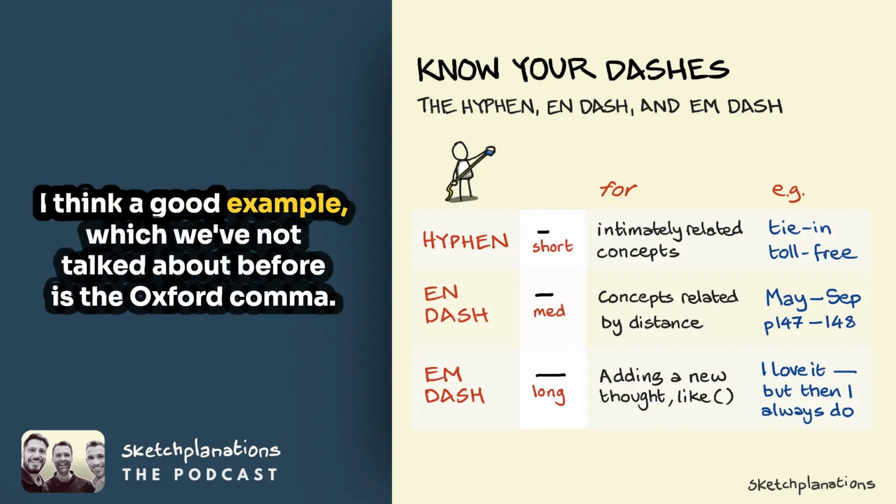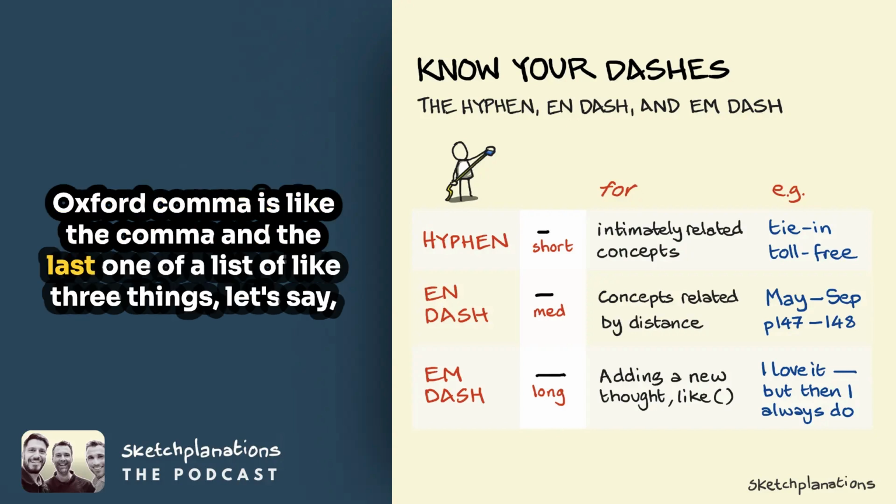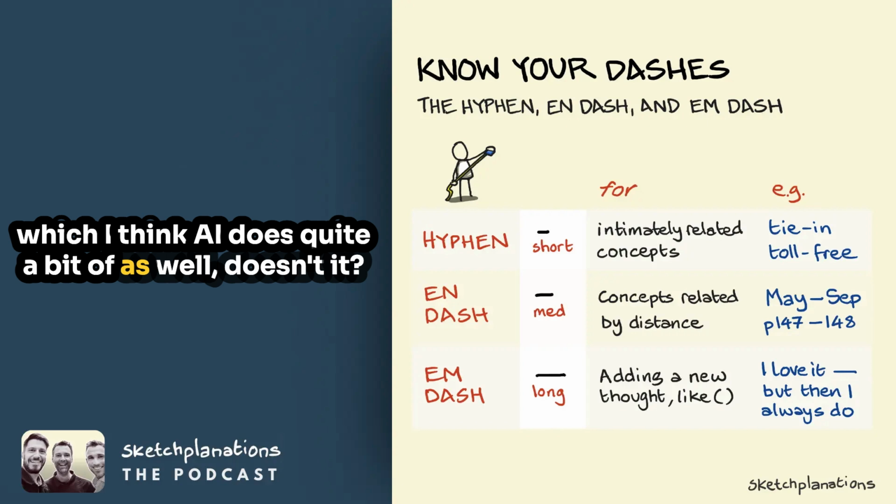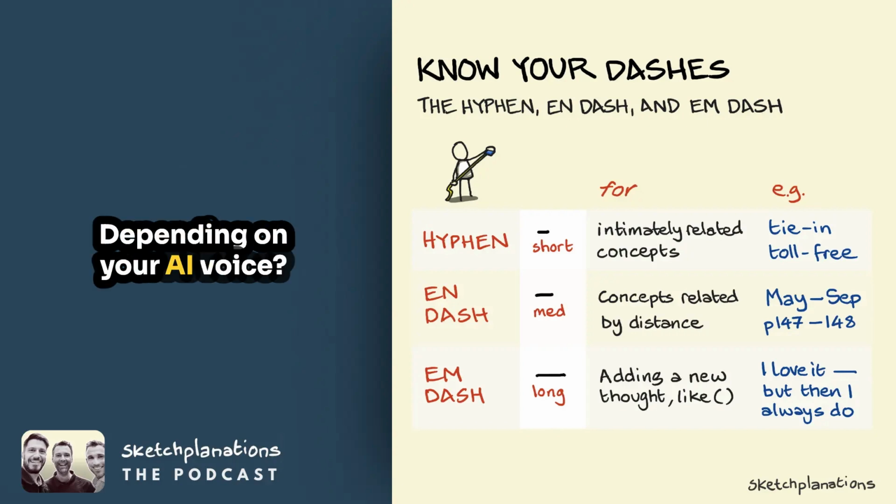I think a good example, which we've not talked about before, is the Oxford comma. The Oxford comma is the comma before the last item in a list of, let's say, three things. Which I think AI does quite a bit of as well, doesn't it? Depending on your AI voice.